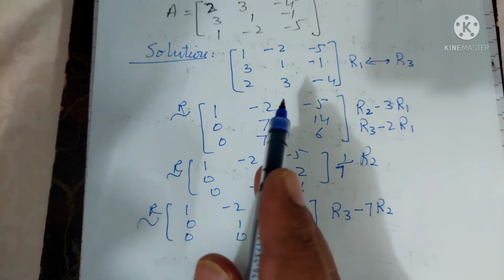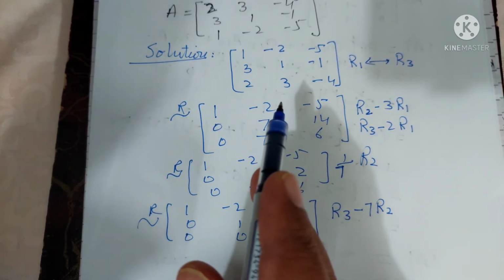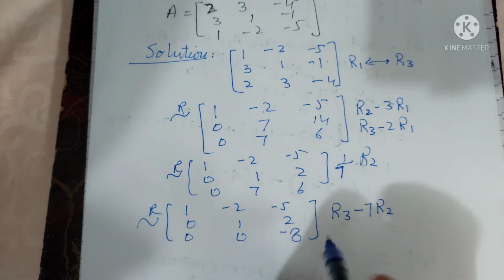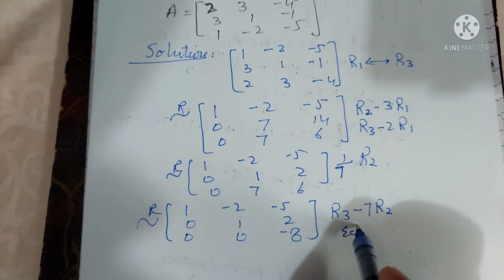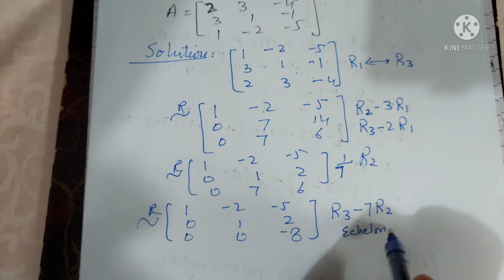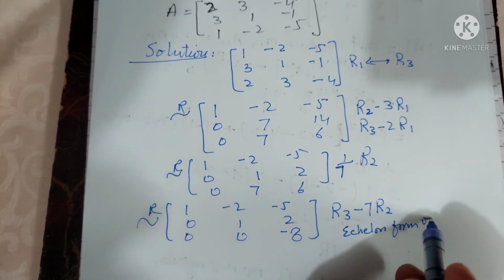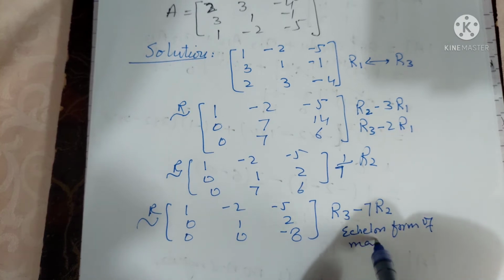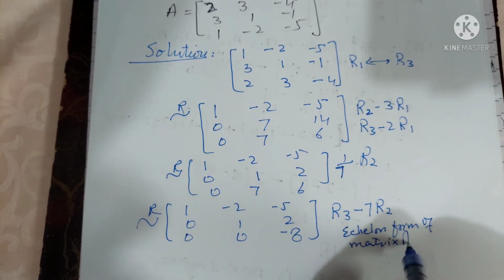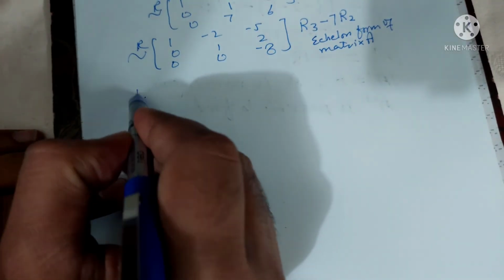Like we have reduced matrix A into its echelon form. So this is the echelon form of the matrix A, right?